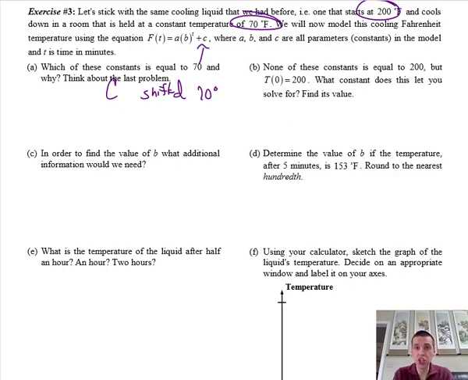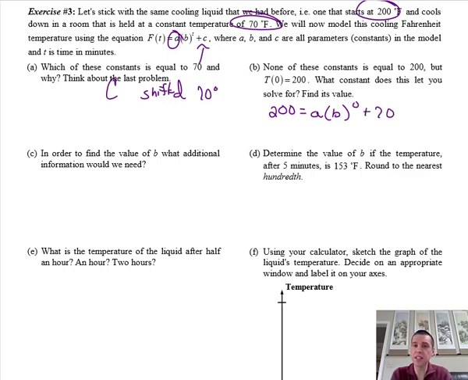Now, none of these constants is equal to 200, and that's key. Our initial value, which is our A, is not 200. You're going to see why here in a minute. So please don't think that that's 200. None of these constants equal 200, but T of 0 equals 200, or F of 0, or whatever you want to think of that. So 200 equals A, B to the 0, which is our T, plus 70.